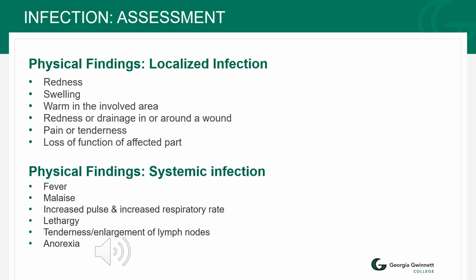You as a nurse will play a critical role in preventing and controlling infection. The role begins with early detection and surveillance techniques. So your nursing assessment needs to be right on and needs to include observing for signs and symptoms of either a local or a systemic infection. I've listed them out here so that you can see the difference. A localized infection will involve redness, swelling, warmth in the involved area, pain, tenderness, maybe loss of function of the affected part. Let me give you an example.